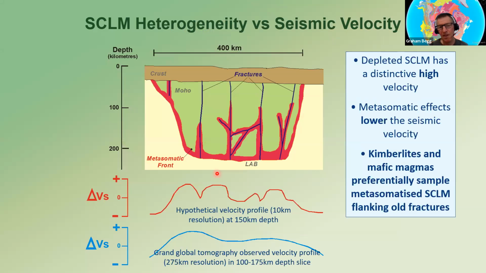And it should be noted that kimberlites, if this is a cross section of the mantle, and these are the old depleted zones, and these are ancient structures, and we've got refertilisation along those structures, then kimberlites preferentially come up these old structures. And so they are preferentially sampling the refertilised mantle, and rarely are they sampling the well-preserved, higher velocity harzburgitic material, depleted material.